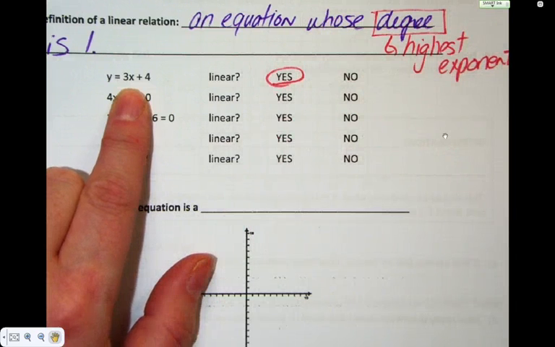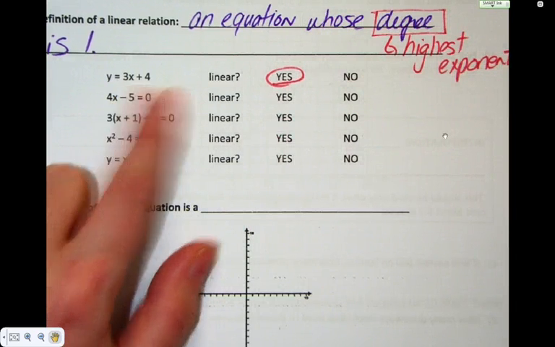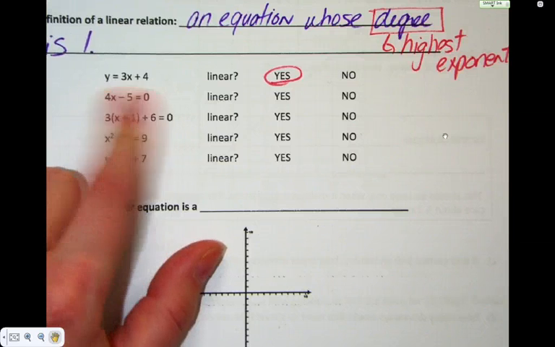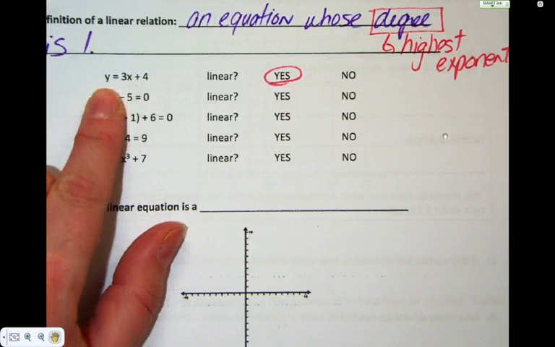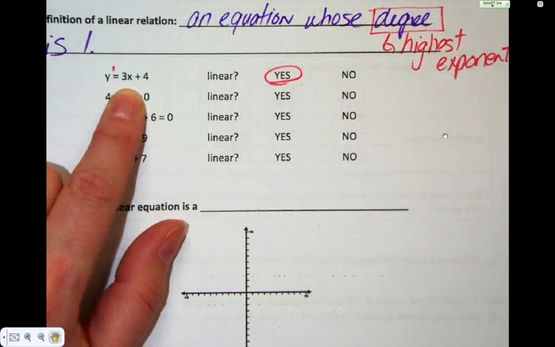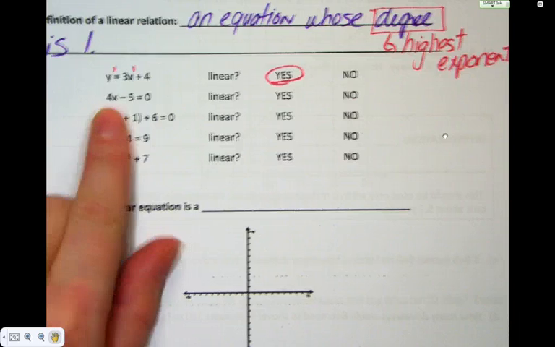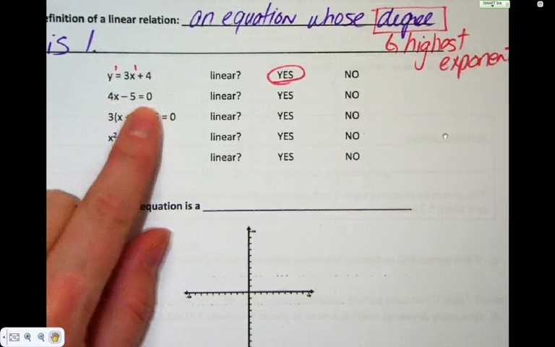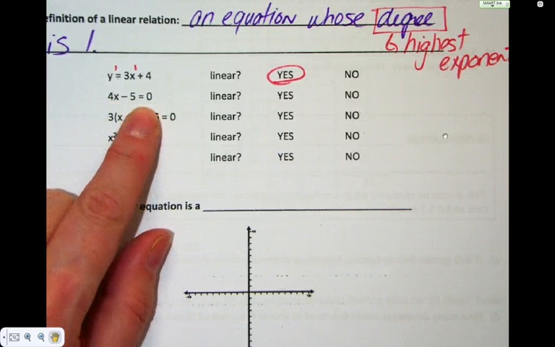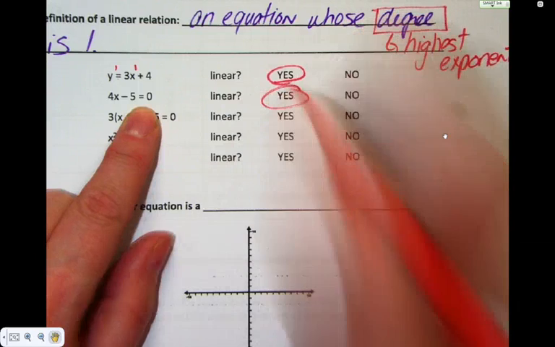Yes. Okay, I'll just repeat how we knew that. There's no exponent greater than 1, because we don't see an exponent on the y, but what do we know it is? And we don't see an exponent on the x, but what do we know it is? So is there any other exponent higher than 1? No, that means it's linear. Second one, take a look. Any exponents greater than 1? No, so then it is, yes, linear.